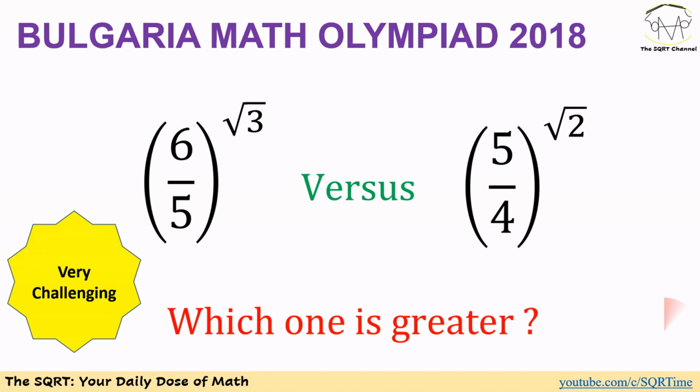In this video, we are going to take a problem from the Bulgaria Math Olympiad from 2018. In this problem, we have two fractions. In the first one, we have (6/5) to the power of √3, and for the second one, we have (5/4) to the power of √2. We are going to decide which one is bigger.